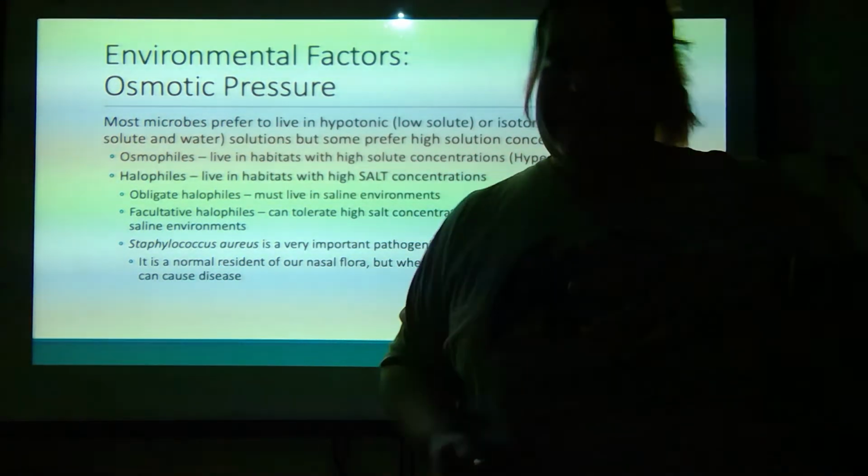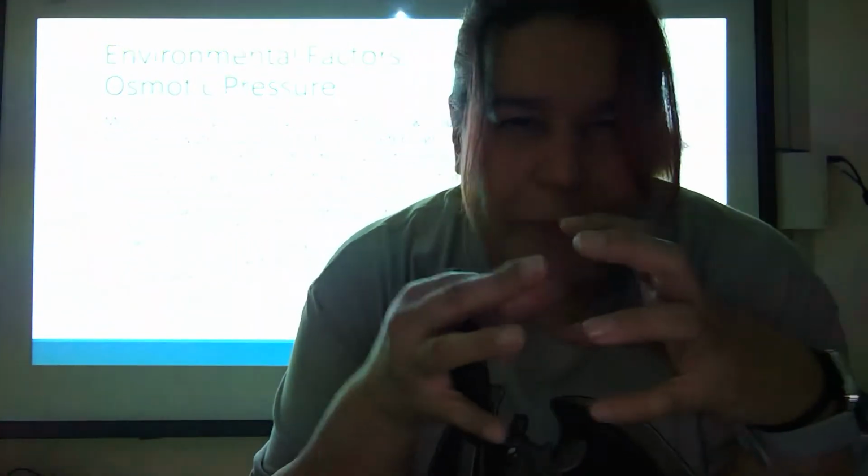Osmophiles are what you would find in canned goods. You know, when canned goods go bad and they expand? Well, canned goods have very high salt content to try and keep bacteria out. Well, the osmophiles like it salty, so they be in there. So yeah, if you ever get a can of something and it looks like it's blown up, don't ever eat it.